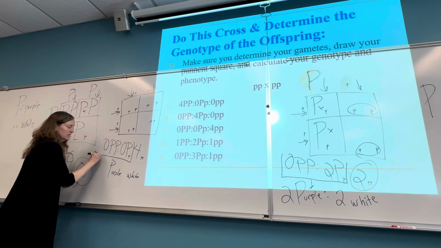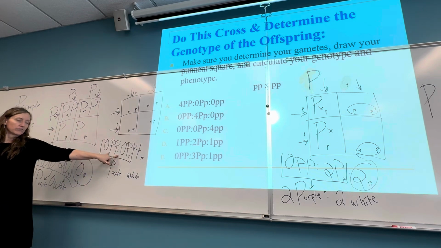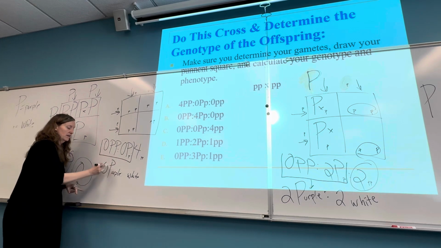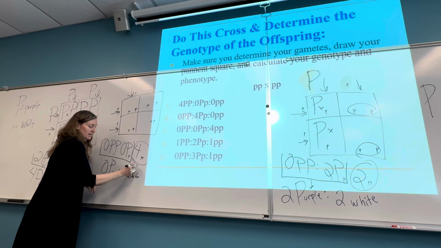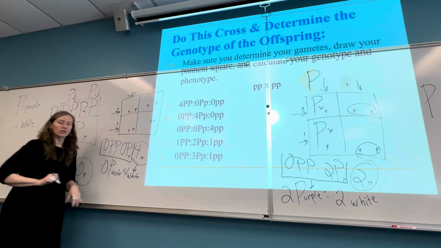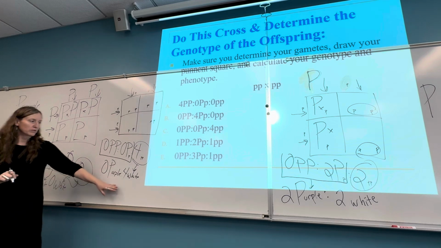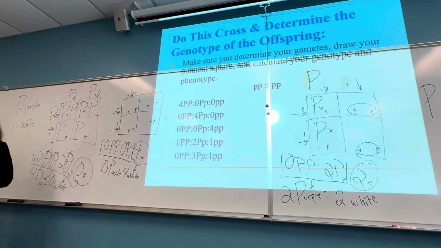So here, we have nobody showing the dominant trait. And all of our offspring will then be white. So 0 purple to 4 white. Anybody? Question?